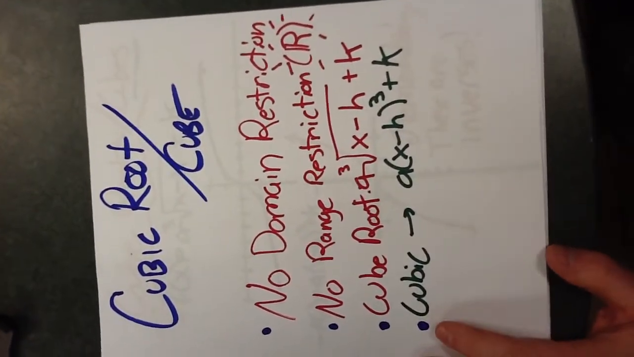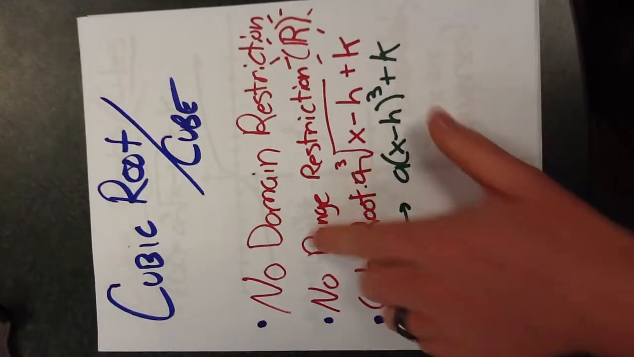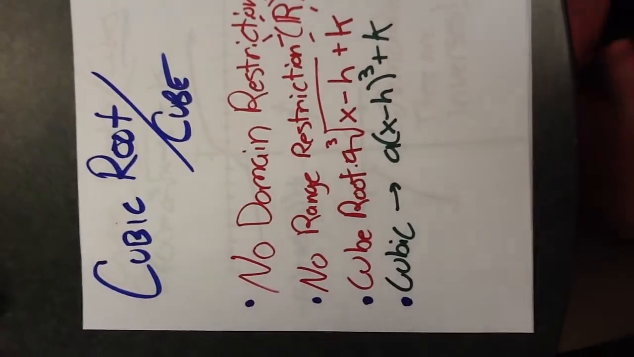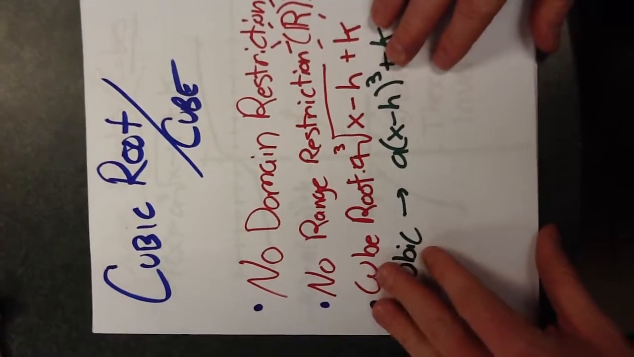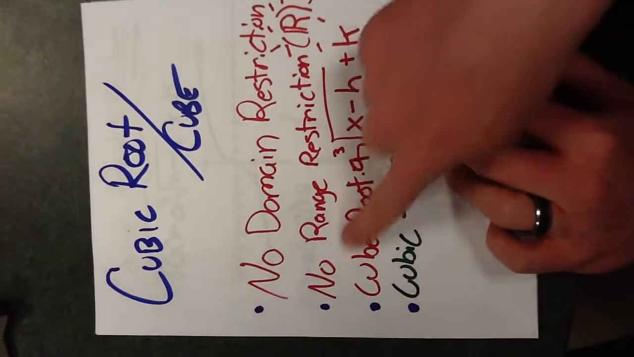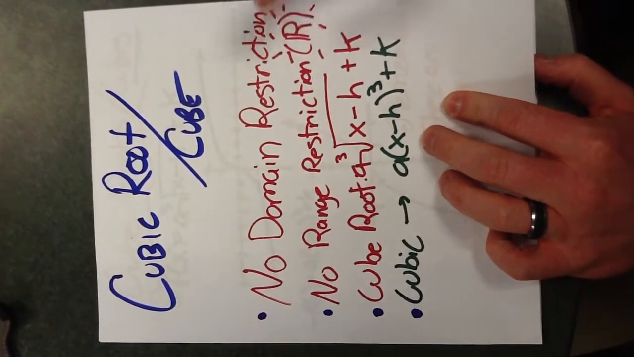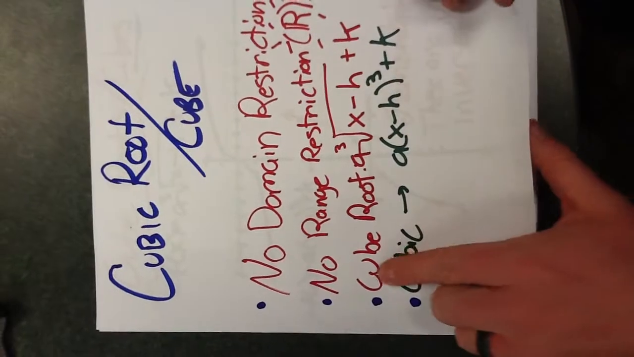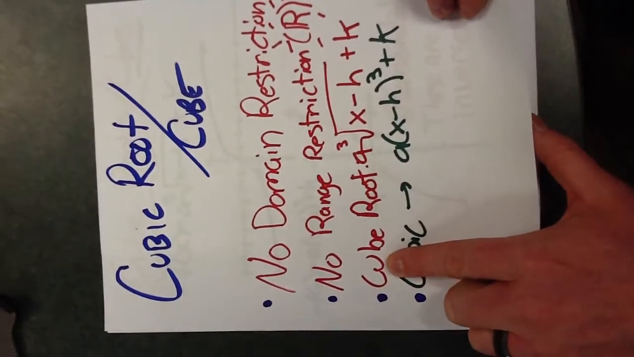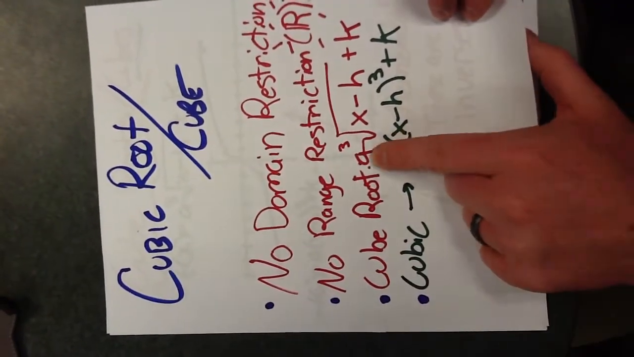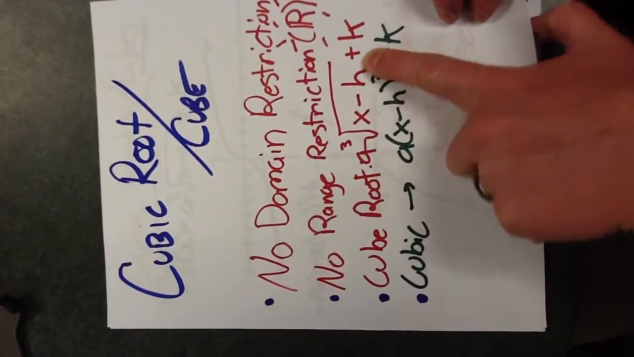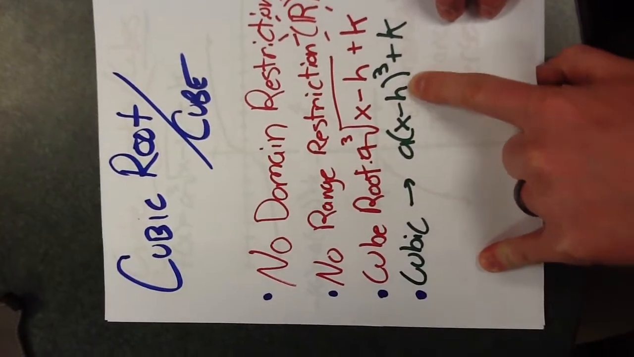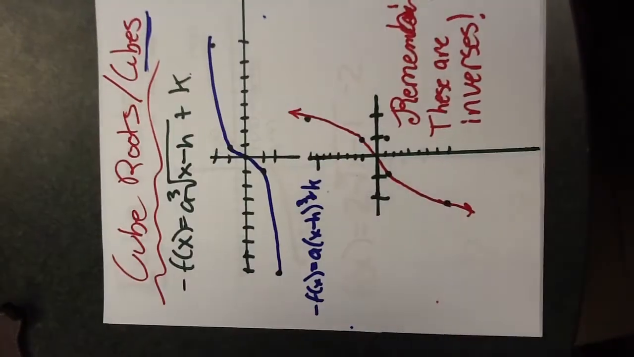Cube root function. We go to cube root and cube function. No domain restriction, because you can take the cube root of a negative and you can take a negative and cube it. It also has no range restriction. Always all real numbers. Please remember, it's the 11 with the R. Please remember, cube, although that looks a little bit like a W, it's a C and a U. That's cube root. It is a cube root of x minus h plus k. Cubic is a times quantity x minus h to the third plus k.